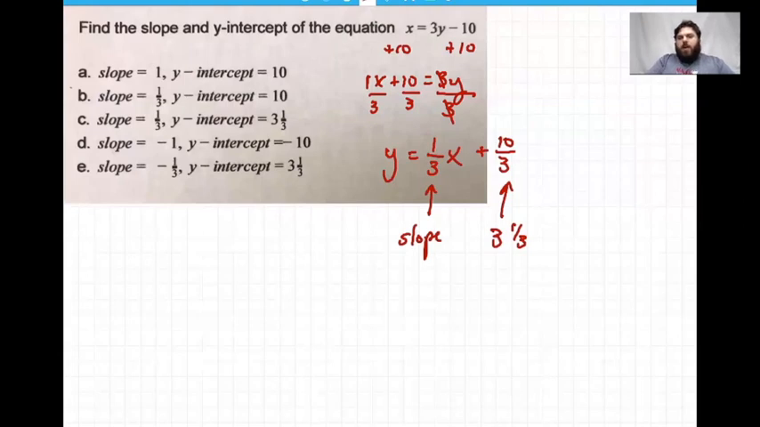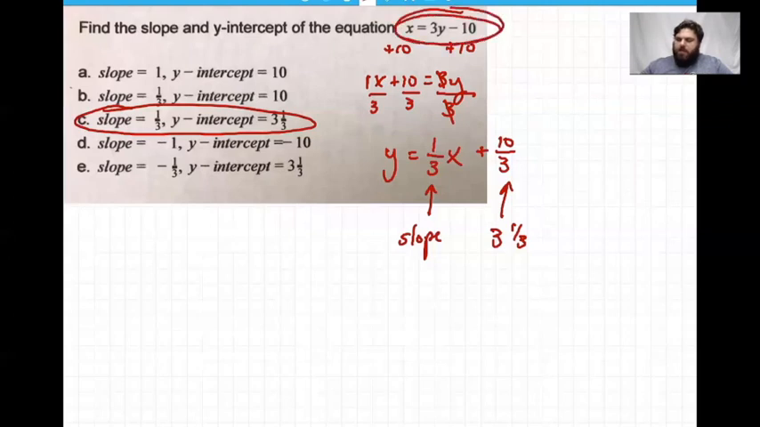Remember, you can do this on your calculator. If you ever were unsure, you can test that. 10 thirds is equal to 3 and 1/3. So our answer is going to be choice C. Just remember, you can't get anything from this if y isn't solved for. You don't know the slope and you don't know the y-intercept. You've got to solve for y.